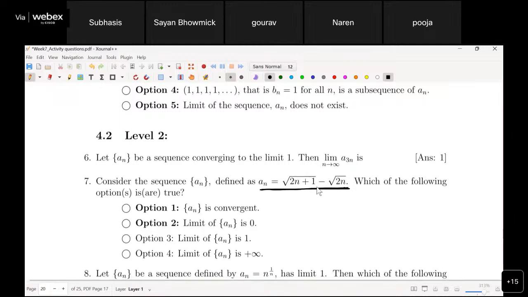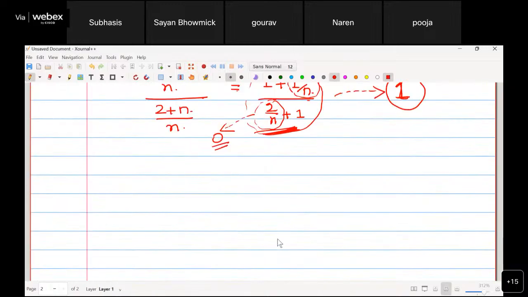Let me go back to the different slide. So my sequence, the nth term of my sequence is, so this is my sequence, right? It is square root of 2n plus 1 minus square root of 2n. So what I can do? Multiply and divide by square root of 2n plus 1 plus square root of 2n.